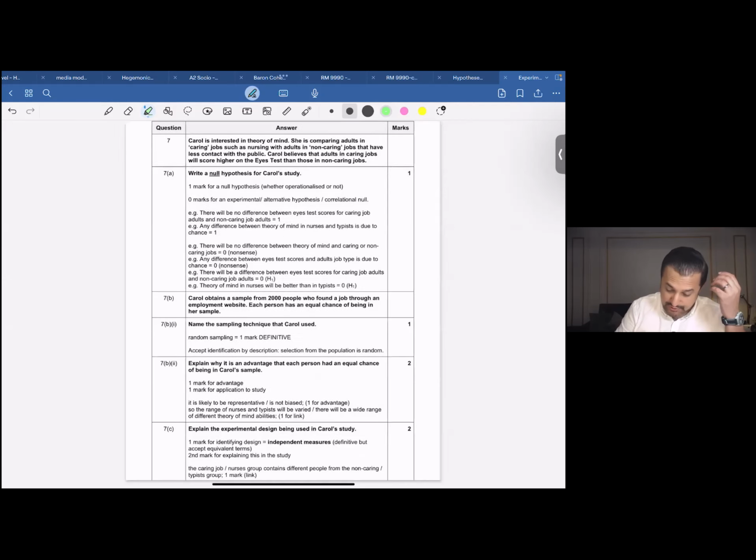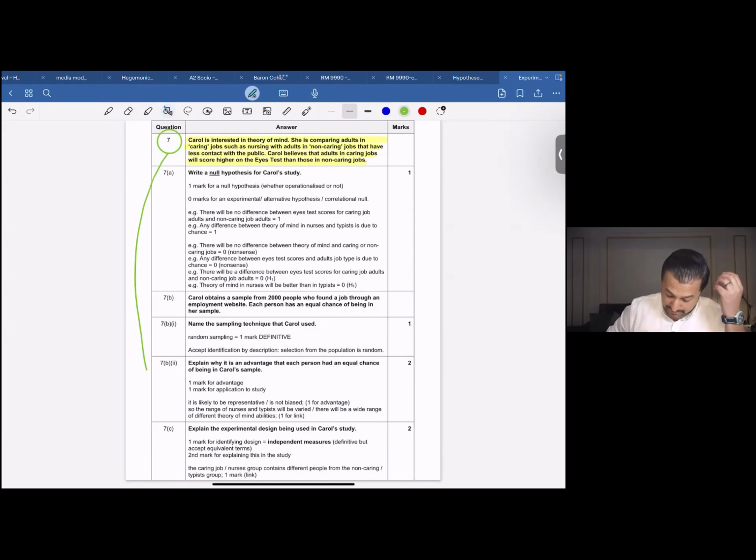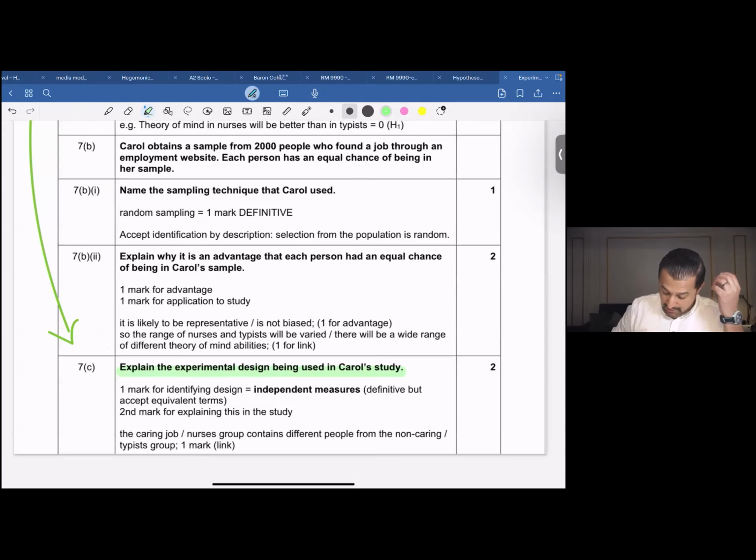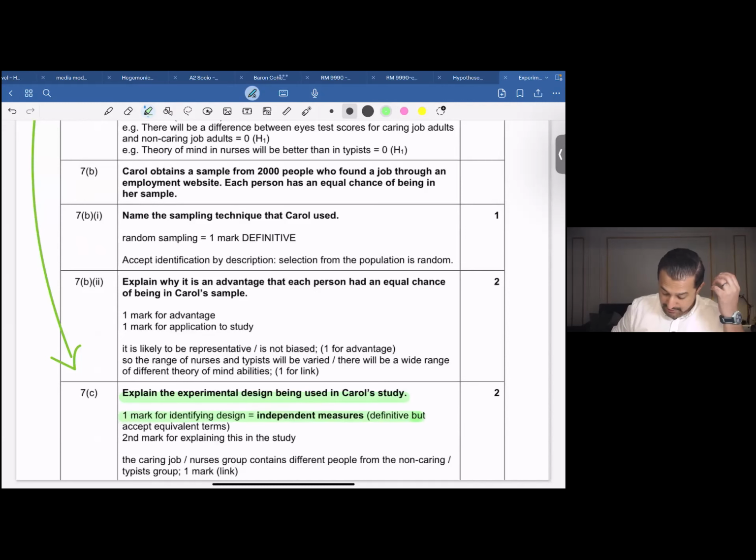So this is another situation. Carol is interested in theory of mind. She's comparing adults in caring jobs such as nursing with adults in non-caring jobs that have less contact with the public. Carol believes that adults in caring jobs will score higher on the ICE test than those in non-caring jobs. Moving on to the question on experimental designs, the question over here reads, explain the experimental design being used in Carol's study. 1 mark for identifying it. This is an independent measures design.